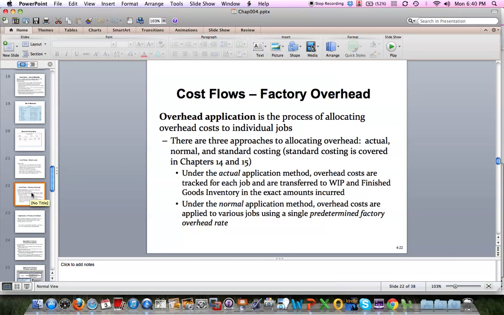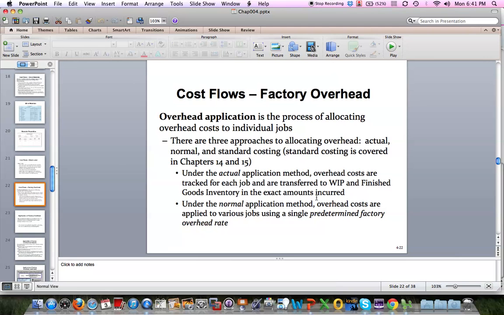Okay, so next then is overhead application, and that's probably, of these three things to keep track of, the one that's the most complicated. So overhead application is the process of allocating overhead costs to a specific individual job. You know, like in this example they show us in the book, this batch of 20 end tables. Okay, and we talked about the actual, normal, and standard costing approaches. Standard costing will be covered later. Actual costing, we talked about that one.